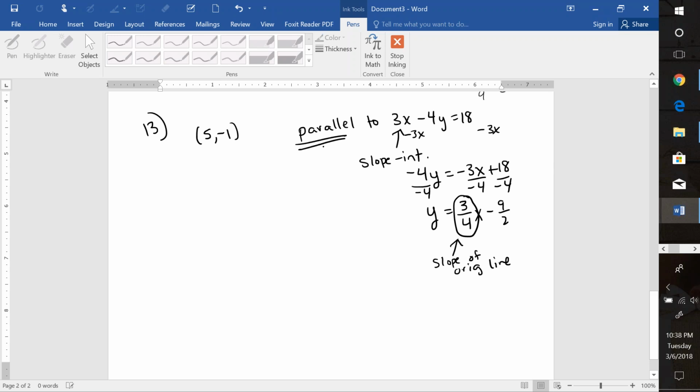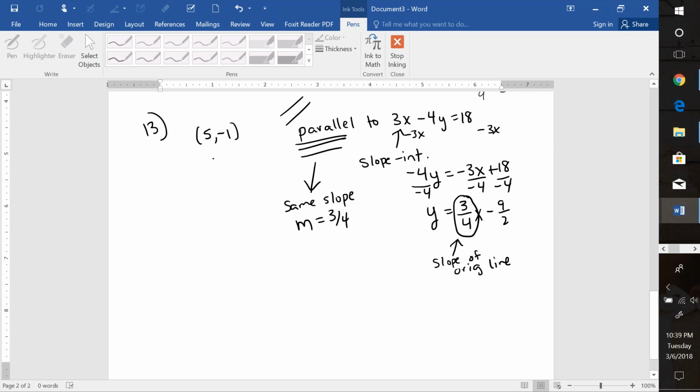To be parallel, we want to keep the same slope. So for our new equation, we're still going to use 3/4. If that had said perpendicular, we would have made it negative 4 over 3. But that's the key thing, is knowing the difference between the two words. Parallel lines stay the same distance away. They never touch. So you have to keep the same slope.